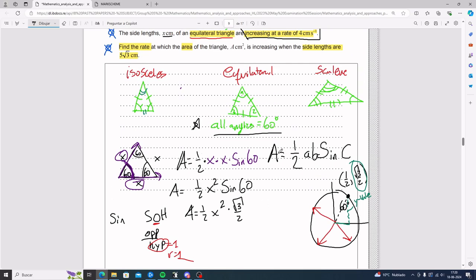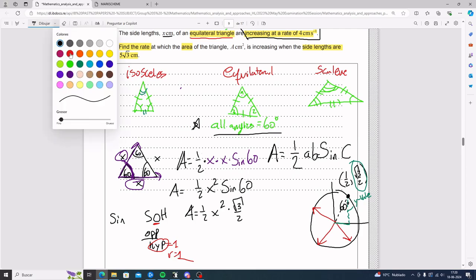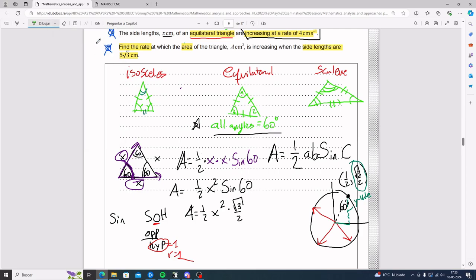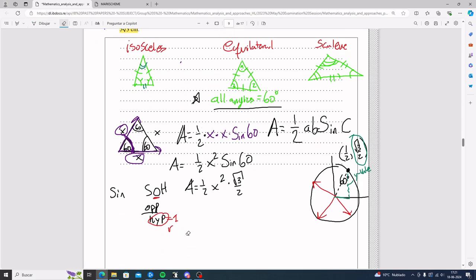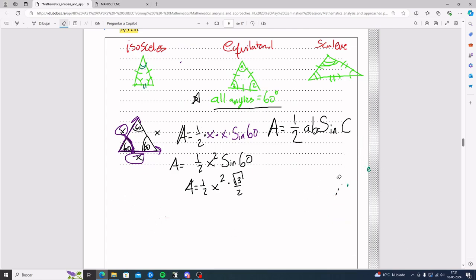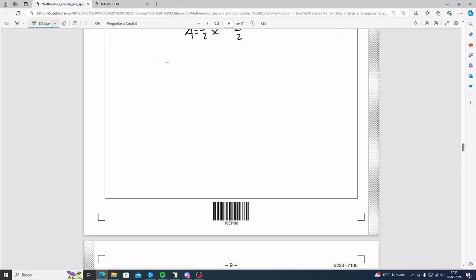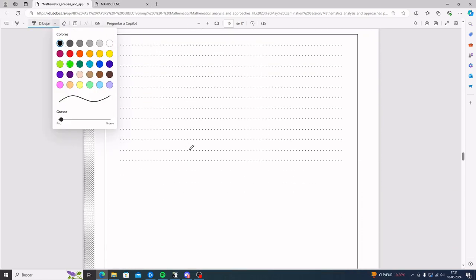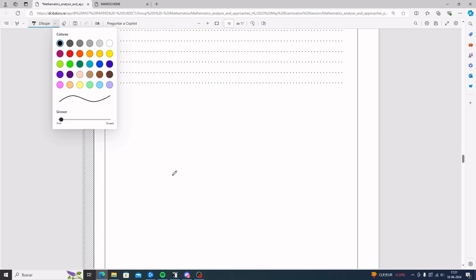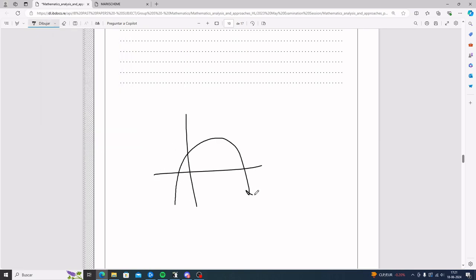And now is when the exercise gets really juicy. Now is when we do the big leap and try to find the rate at which the area of the triangle is increasing. And so first, let me do a quick explanation of what derivatives are and how they work, a general sort of intuition. Imagine you have a normal function that goes like a parabola, like this.